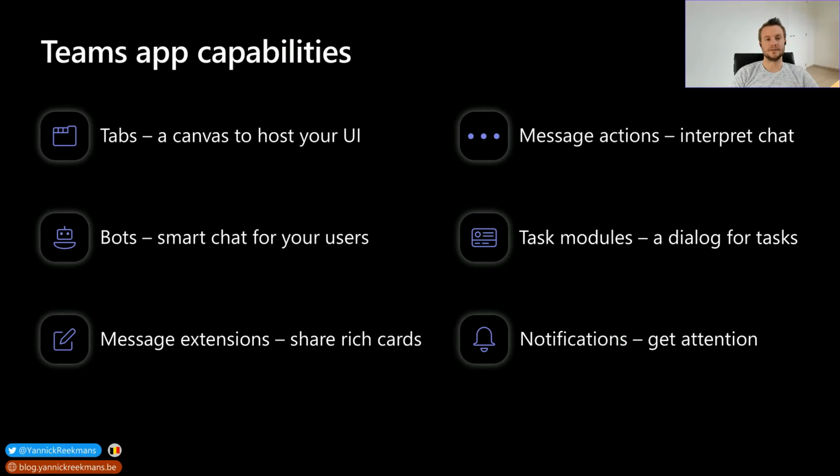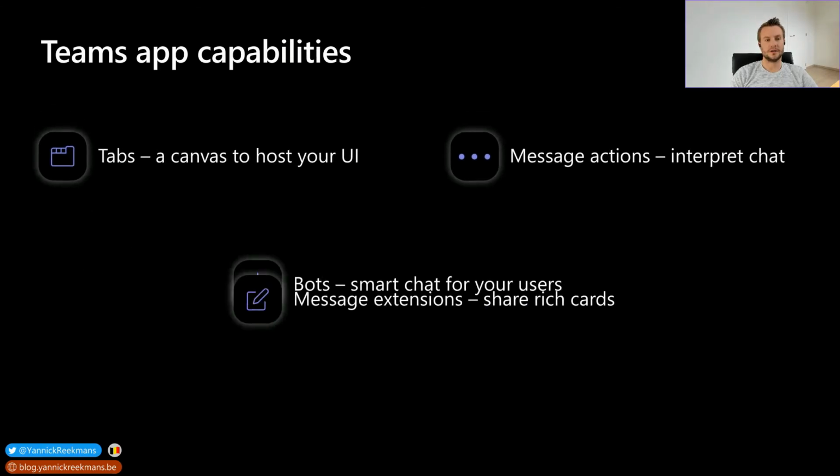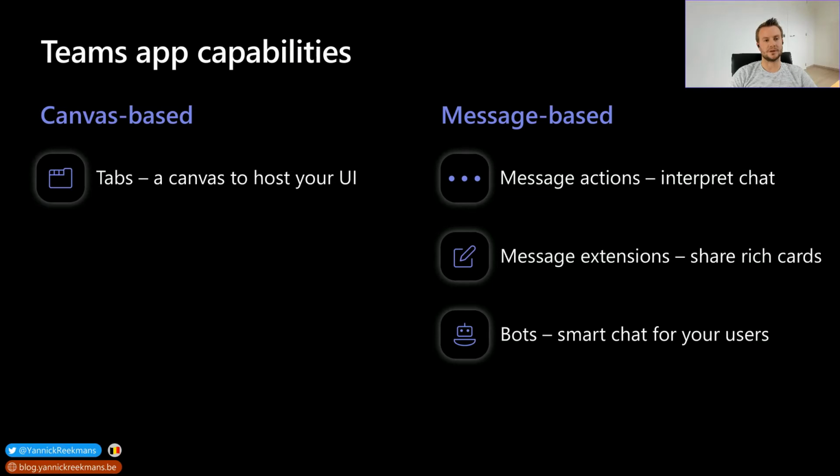Now, looking at these Teams app capabilities, they are put into two main categories. The first one is the canvas-based applications. We only put tabs here. This means you've got a full screen or half of a screen available to host your website or your canvas, host your UI, host your application to create a rich experience for your users. This is like a website. You can basically put anything that you want on there. It's your blank canvas and you can fill it with functionality.